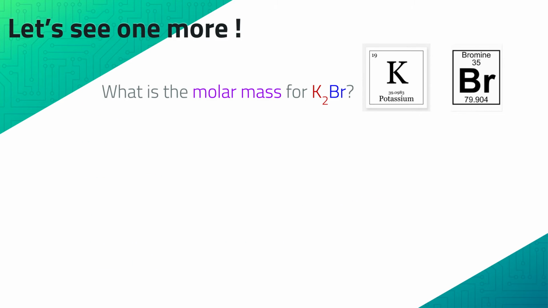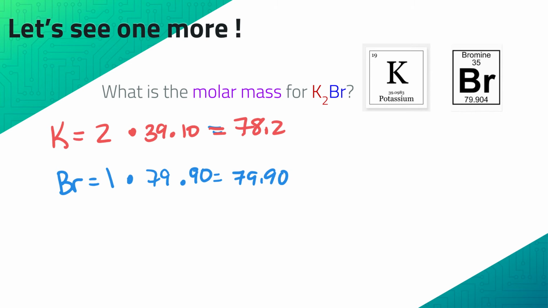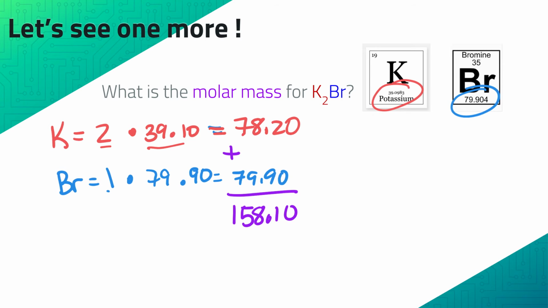So here's an example. What is the molar mass for K2Br? First we count the number of atoms. In K2Br, there are 2 potassium atoms and 1 bromine atom. Then we multiply the number of atoms times the molar mass, and we get 78.20 for potassium and 79.90 for bromine. When we add those two numbers together, we get 158.10, and our unit is grams per 1 mole.